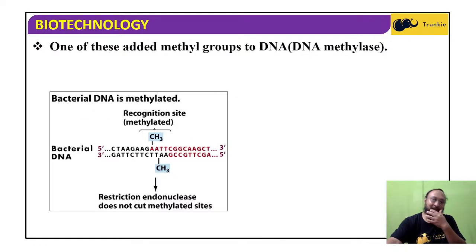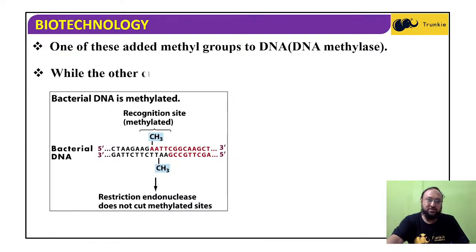One of these enzymes added methyl groups to the DNA, the methylase. Bacterial DNA is methylated at the recognition site, and restriction endonuclease does not cut the methylated site. I told you yesterday while explaining biotechnology that restriction enzyme is actually restriction endonuclease. So when bacterial DNA is methylated, these restriction endonucleases do not cut the methylated DNA. This was one of the points observed.